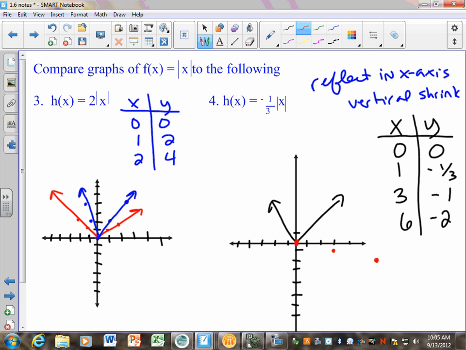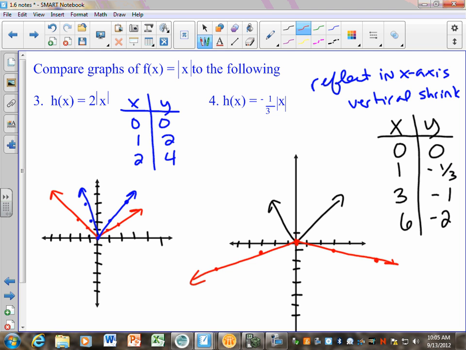You should already know, because it's a V-shaped graph. It's going to be the exact same. When I pick -3, I'm going to get -1. When I pick -6, I'm going to get -2. And notice the difference between a stretch and a shrink. A stretch makes that V shape look a lot skinnier. A shrink shrinks it down, and it makes it a much wider graph.